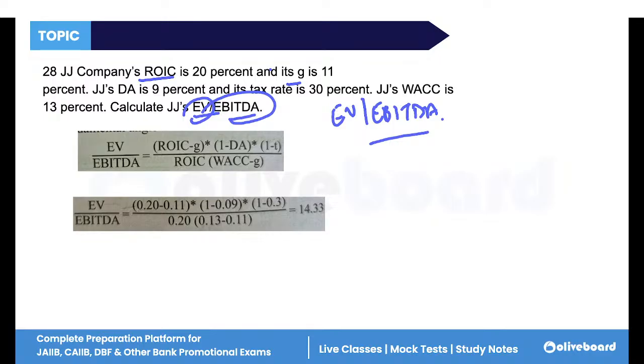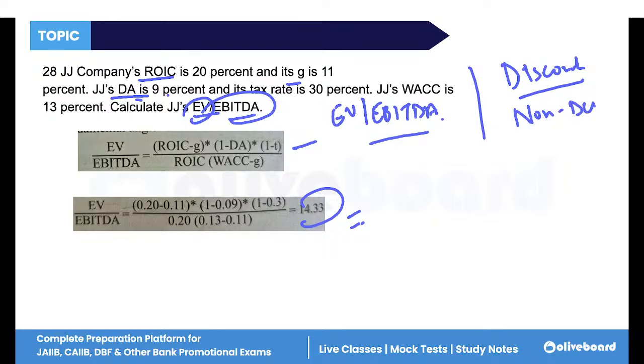Depreciation and amortization is given as 9%. Tax rate is given as 30%. Now, what is the formula? ROIC minus growth, into 1 minus DA, into 1 minus tax. Simply, if you put all the values in this formula, you will get 14.33. Done. And these are used when we have to do the valuation without discounting, meaning non-DCF valuation.